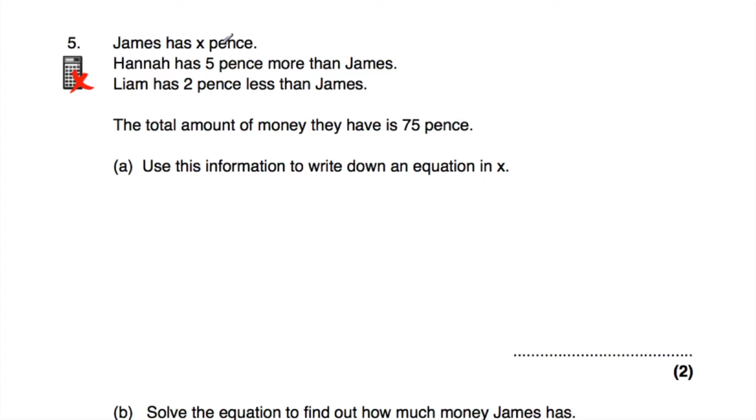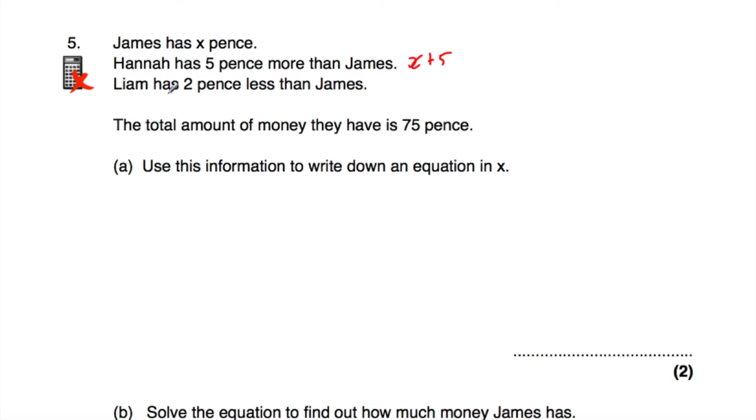Okay, so let's start off by looking at this. We're told that James has x pence, and then we're told that Hannah has got 5 pence more than James. So if James had 10p, she would have 15p. If he had 20p, she'd have 25p. So whatever he has, which is x, she's got 5p more. So we're going to add 5. So it's going to be x plus 5. That's how much money Hannah would have, because it's 5 more than what James has.